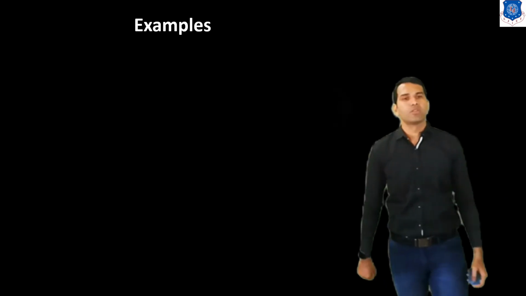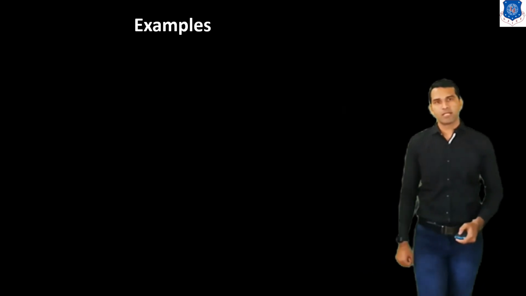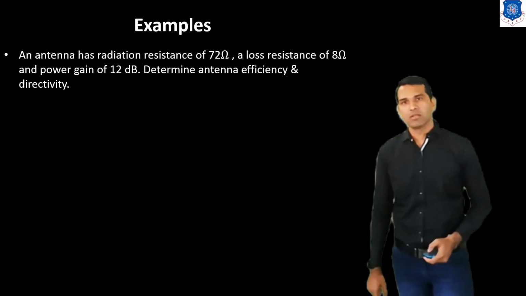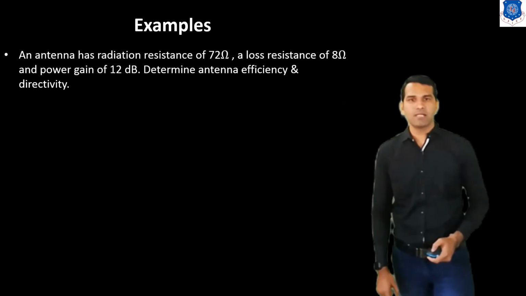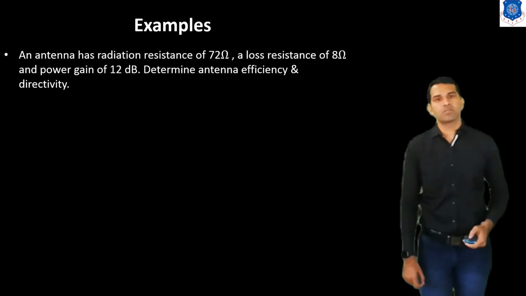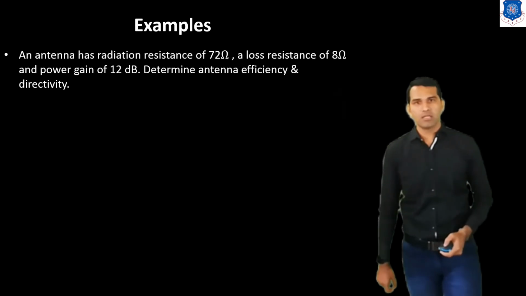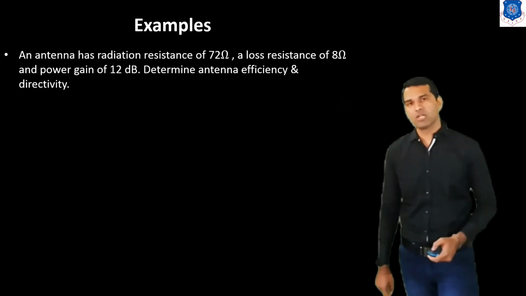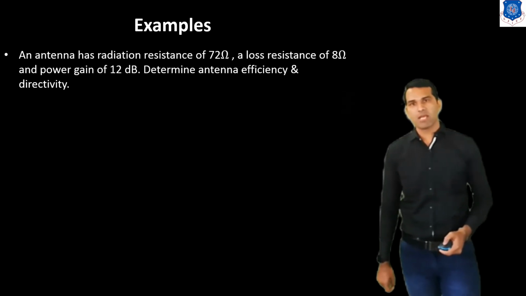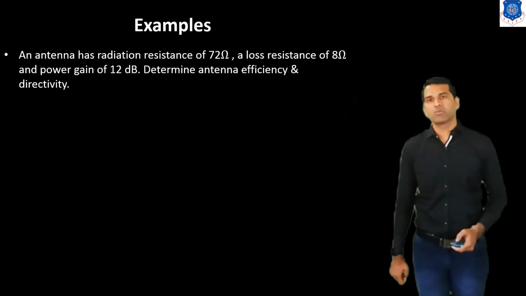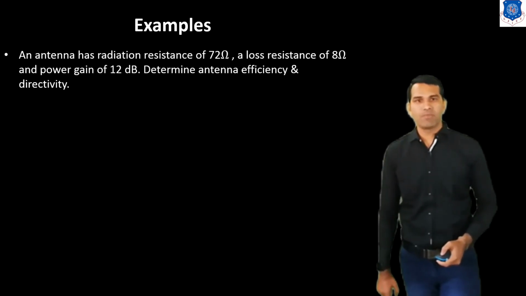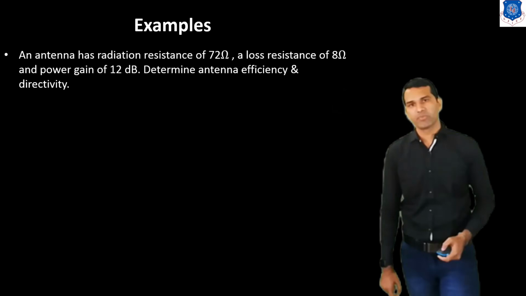Now we solve some examples related to this chapter. In this example, the antenna has a radiation resistance of 72 ohm and a loss resistance of 8 ohm. The power gain is also given as 12 dB. We have to determine the antenna efficiency and directivity.